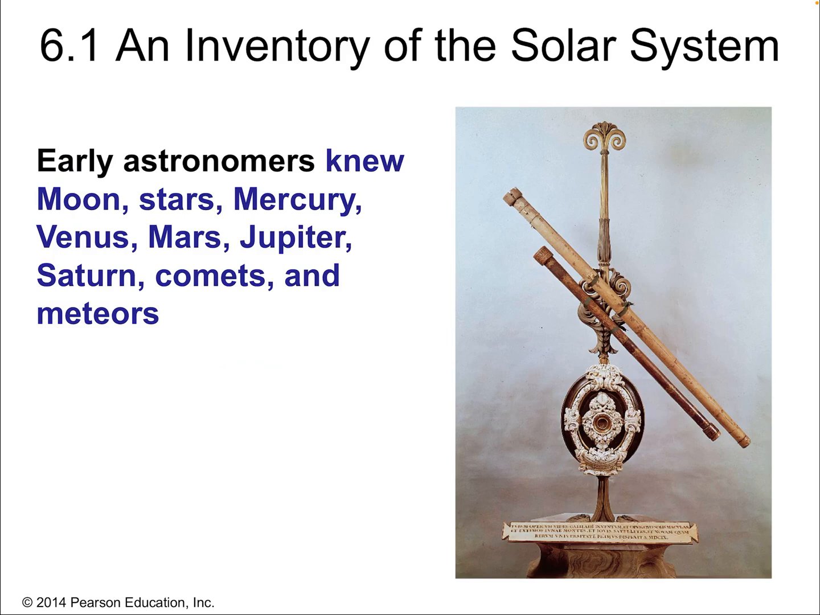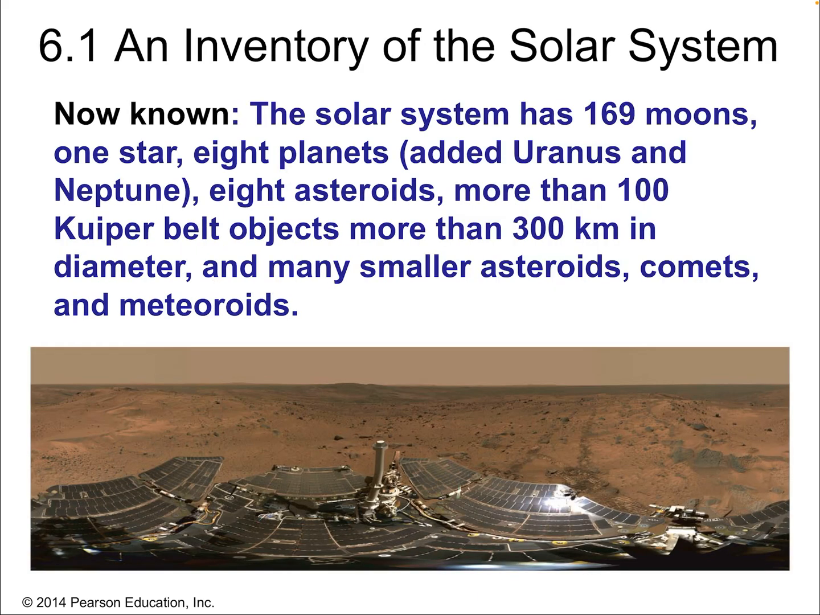Early astronomy knew the following objects in the sky, the so-called wandering stars, the things that behaved differently than any other object in the sky. That was, of course, the moon. The stars were the background, all the objects in the sky that remained fixed relative to each other. Mercury was another one of the wanderers, Venus, Mars, Jupiter, Saturn, and we were aware of comets because ancient peoples would see comets' tails, and meteors, like meteor showers.